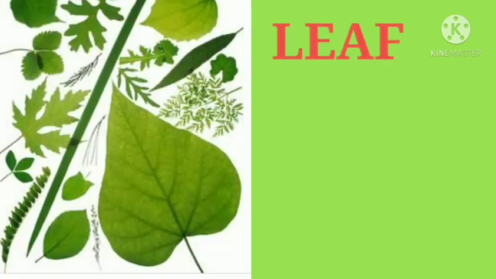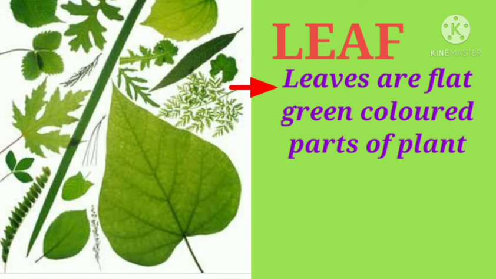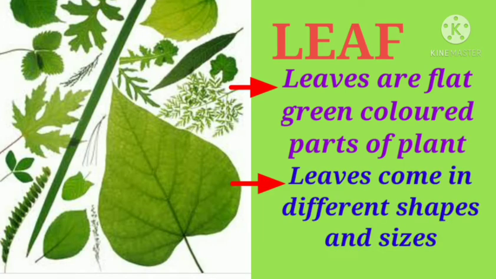Next we move to leaf. The leaves are flat green colored parts of plant. Leaves come in different shapes and sizes. Some are small, some are large, but mostly they are broad, flat and green.